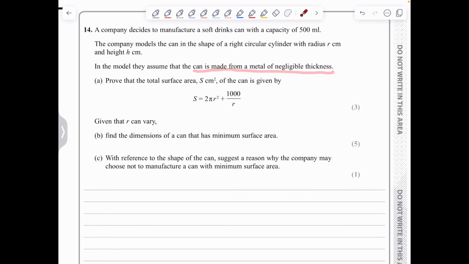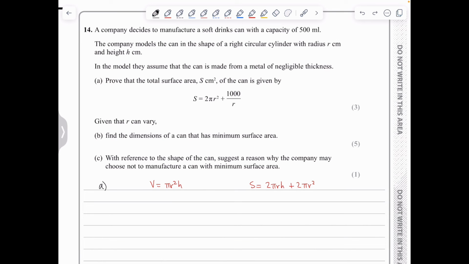In part A, we need to prove that the total surface area, capital S, of the can is given by this expression here. Well, let me start by stating that the volume is pi r squared h, and the surface area is 2 pi r h plus 2 pi r squared. For a right circular cylinder, the surface area is the curved surface area plus the base and the top, so that's the 2 pi r squared.